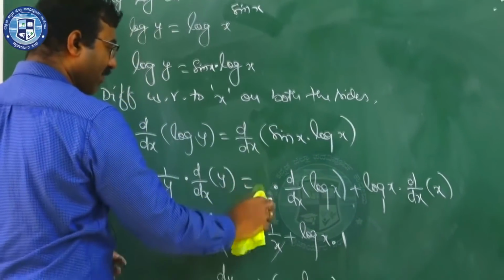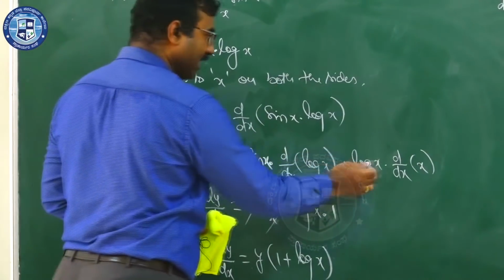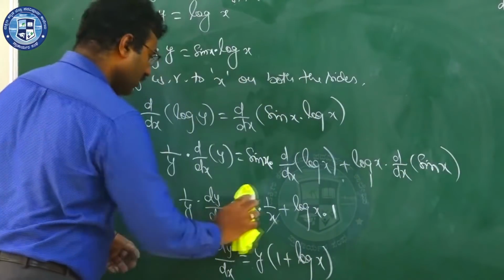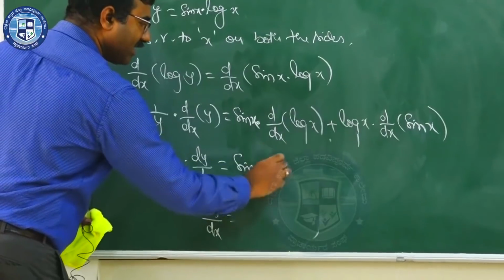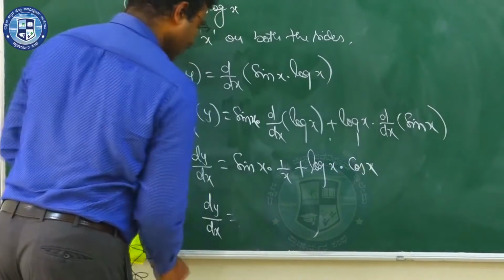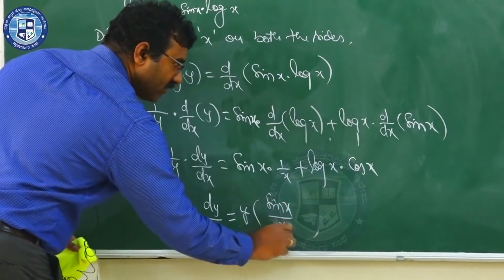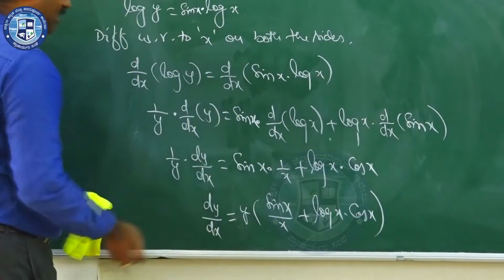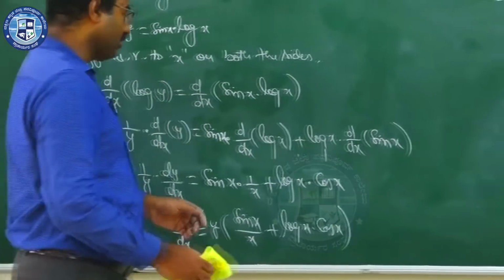So UV formula we have to apply. sin x into d by dx of log x plus log x into d by dx of sin x. So sin x into d by dx of log x is 1 by x, plus log x into d by dx of sin x is cos x. And bring this y to the other side. So y into sin x by x plus log x into cos x. So y means x power sin x. That you have to substitute at the end.